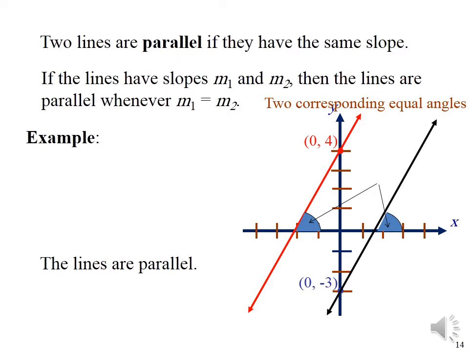That means if we have two parallel lines, m1 will be equal to m2, or the slope of the first line will be equal to the slope of the second line. And also, if the slopes of two lines are equal, that means the two lines are parallel.